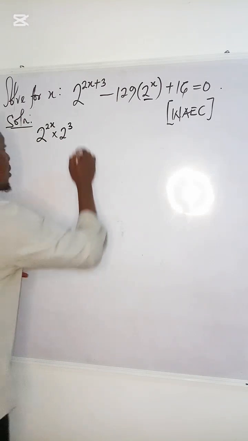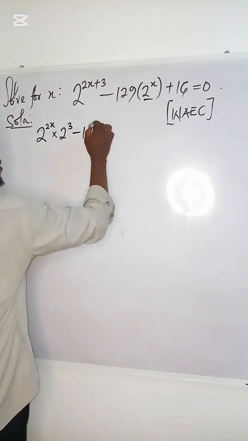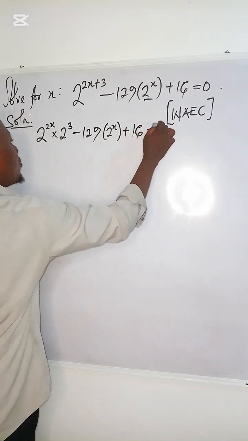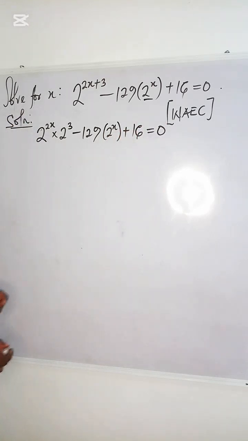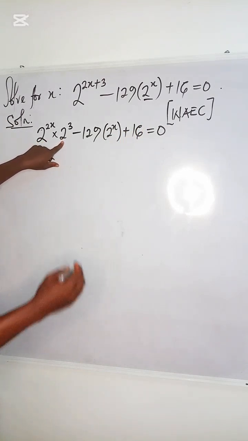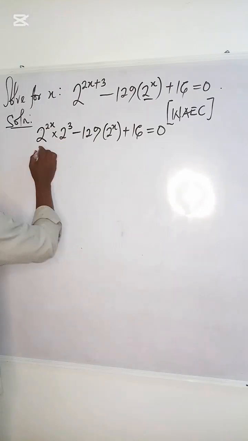Let's split it out. 129 of 2 raised to the power x plus 16 is equal to 0. Can we say that this is a y question? Okay? 2 raised to the power of 3 is equal to 2 times 2 times 2. That is 8. We have 8 here.